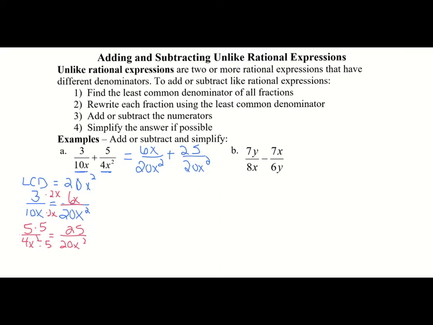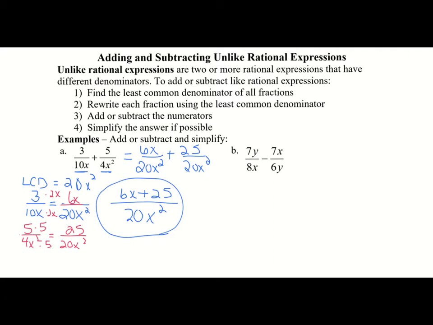Now, our numerators are not like terms, so I really can't add them together. But what I can do is write it as one single fraction. So I can have 6x plus 25 over 20x squared. And that would be my final answer there. I can't do any more because there's no simplifying I can do.